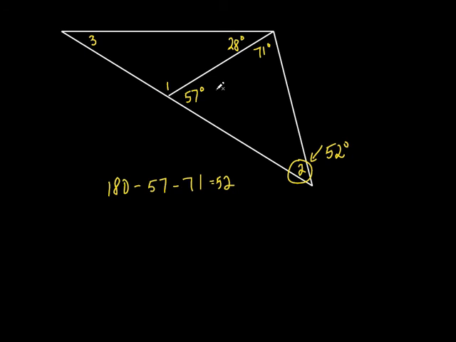Summer, what'd you say? 180 minus. How'd you get that 180? Where was that from? Because of what? Straight line. Because of straight line. Exactly right. Look at this angle 1. Do you see that? And this angle 57. What do they form? Straight line. So they form 180, right? So we get angle 1 by setting it equal.